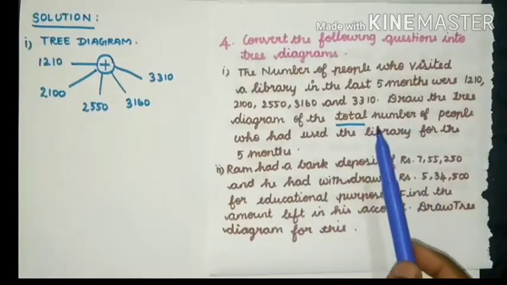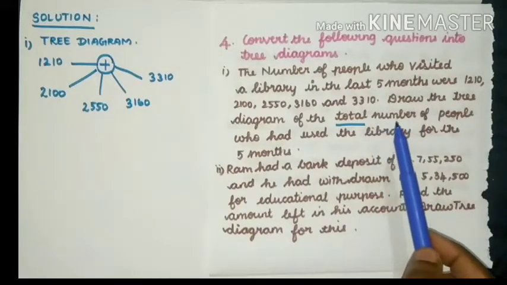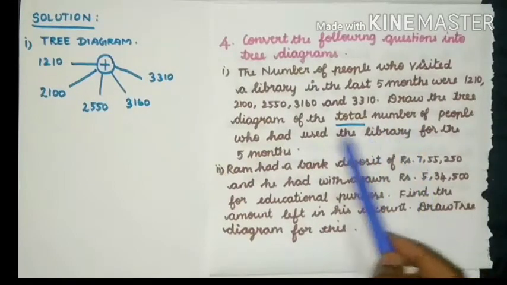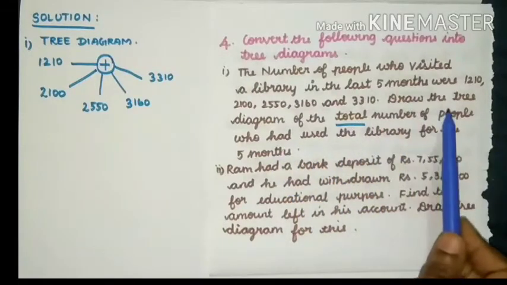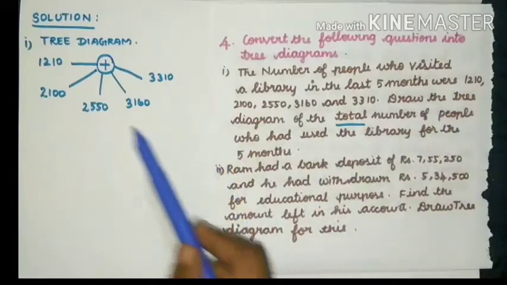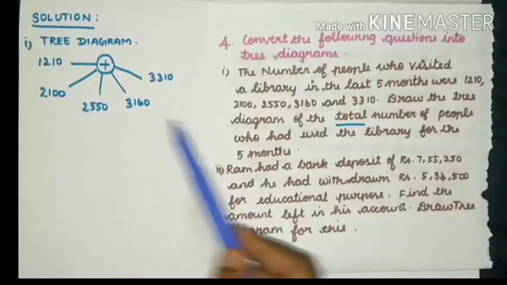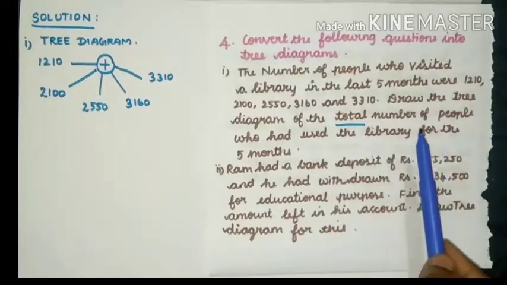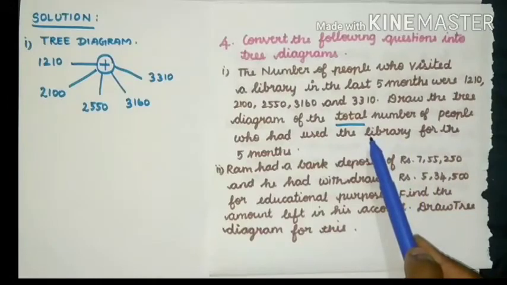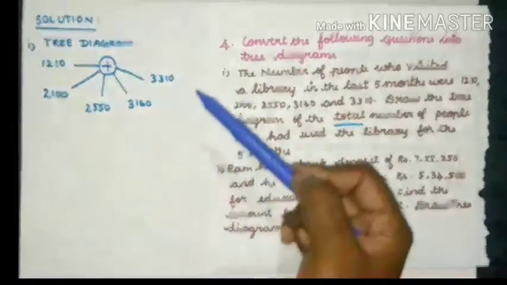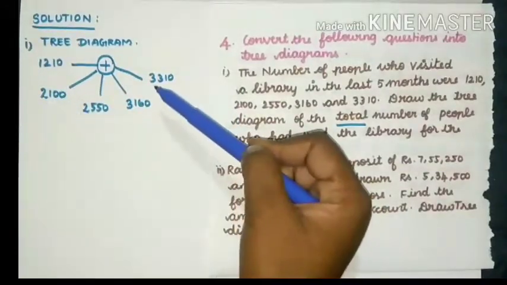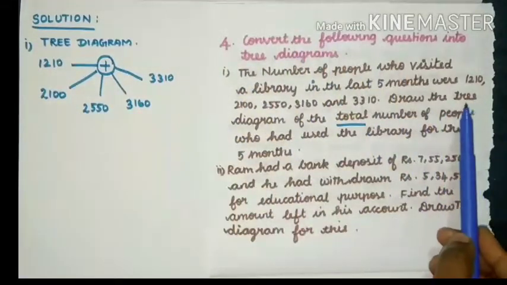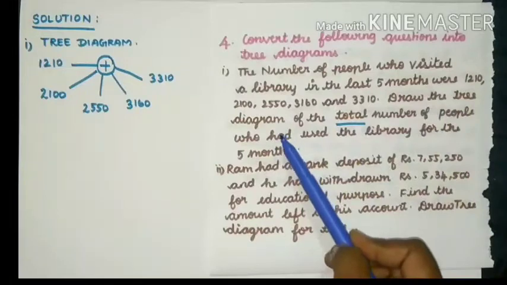In a question, if they are asking to find the total number of people who had used the library for the 5 months without using the tree diagram, you have to write the statement, then find the total number of people. How do you find the total number of people? Yes, you have to add the number of people who had visited the library. Here we have to draw the tree diagram only.